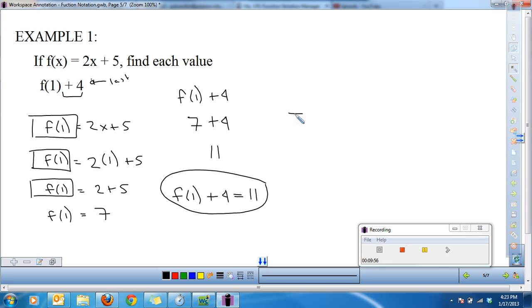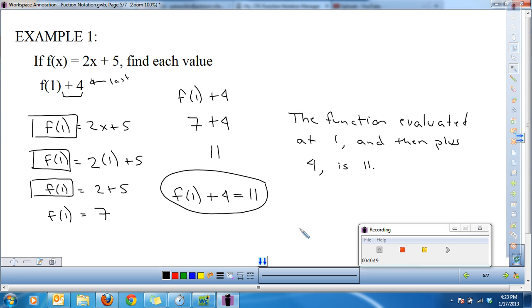If we wanted to write out what this means in words, we would say, and you should always write it out in words, the function evaluated at 1 and then plus 4 is 11.